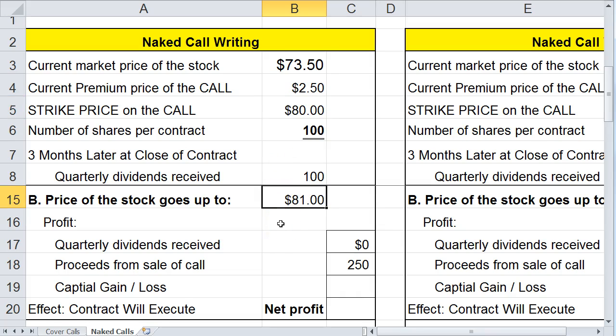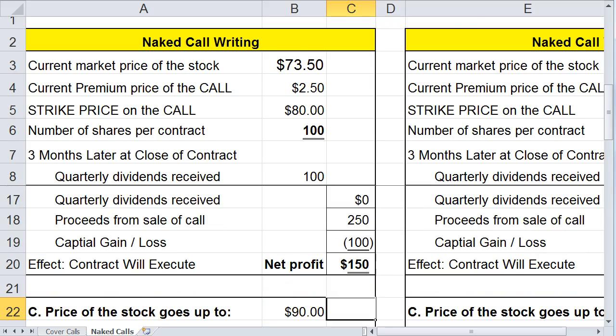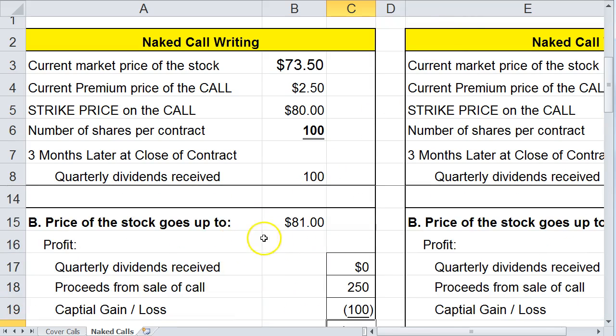So to calculate the gain or loss, I would say the call price minus the price of the stock times the number of shares. And again, I have to put brackets in the first two. Okay, so I'm losing $100, which you could see, because if I have to purchase the stock at 81 to sell to them at 80, I'm losing $1 a share. So in this case, if I find the sum of these three, I'm going to make a profit of 150 if the stock price goes to 81.